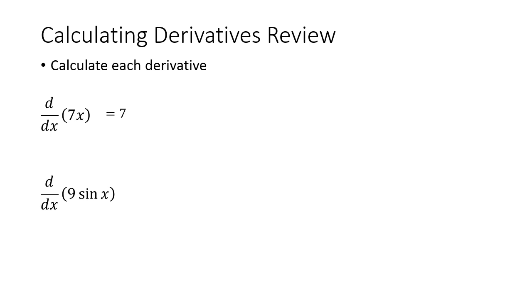The next one, the derivative of sine of x is cosine of x. And if you have a number multiplying, the number multiplying just stays there. So the derivative of 9 sine x is 9 times cosine x.